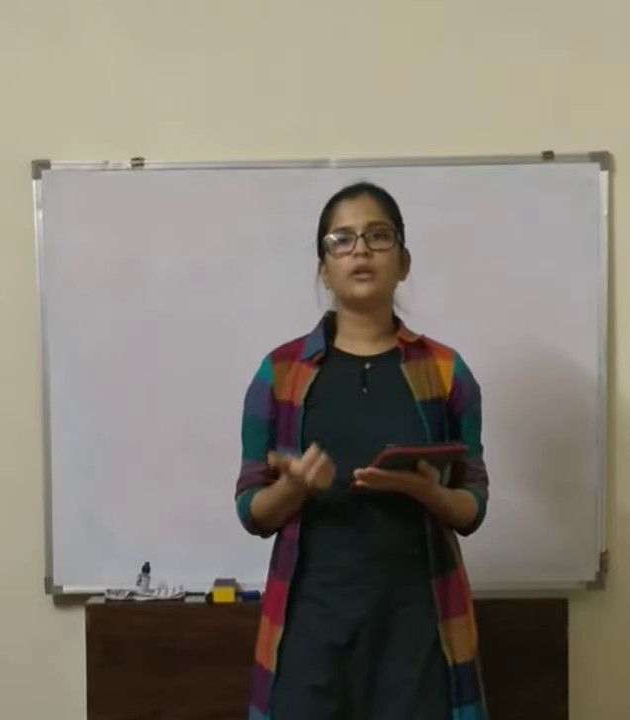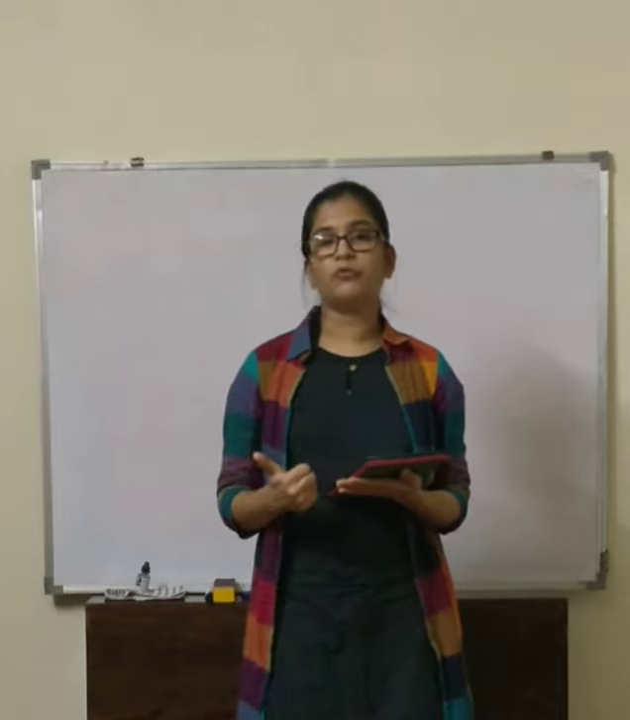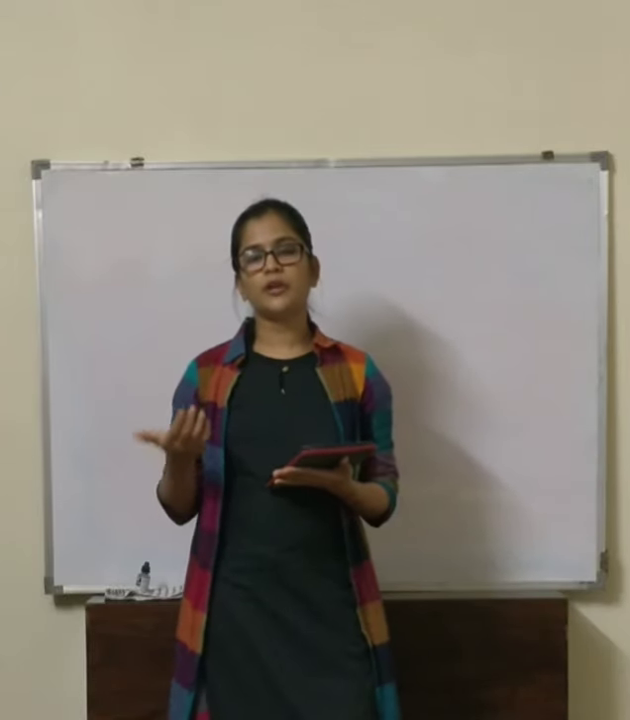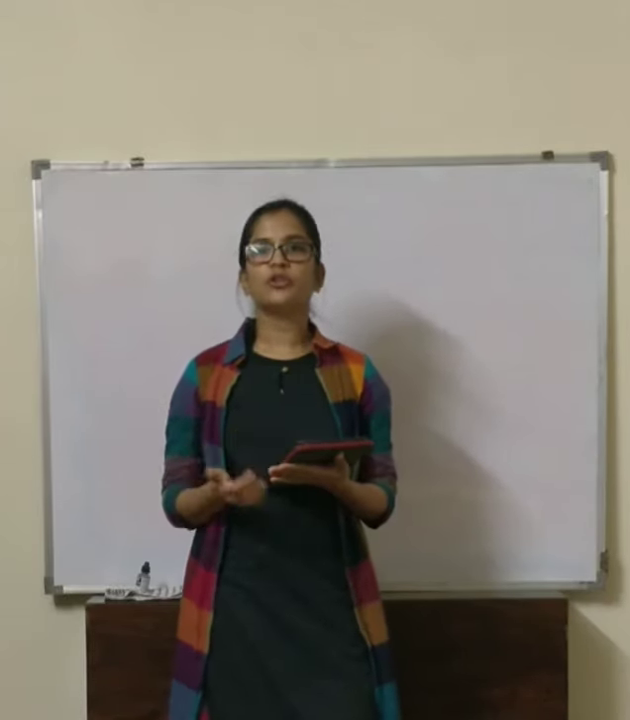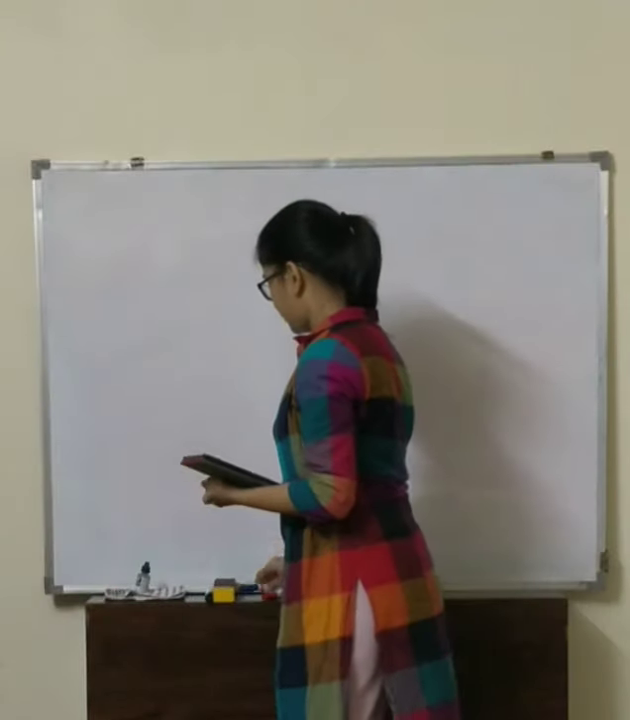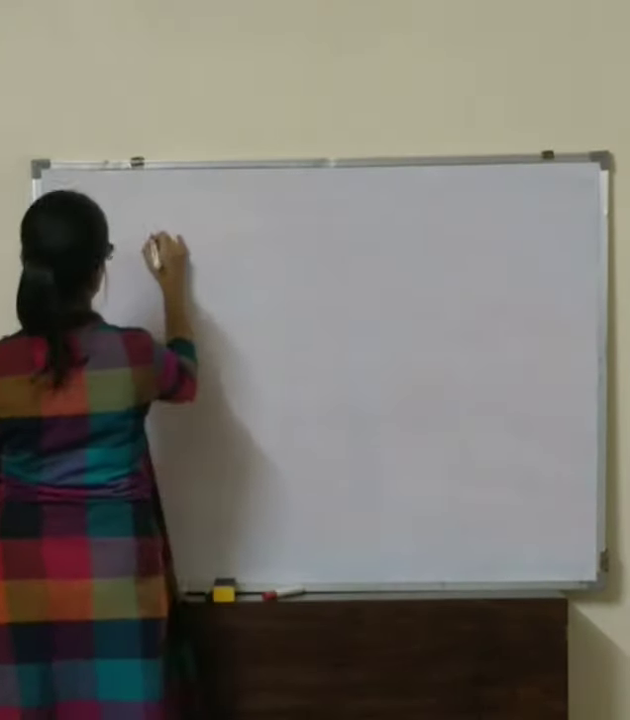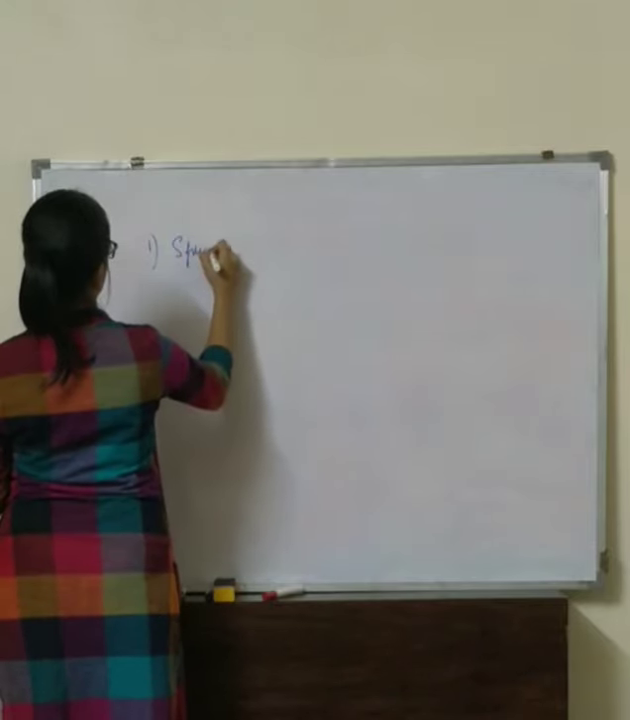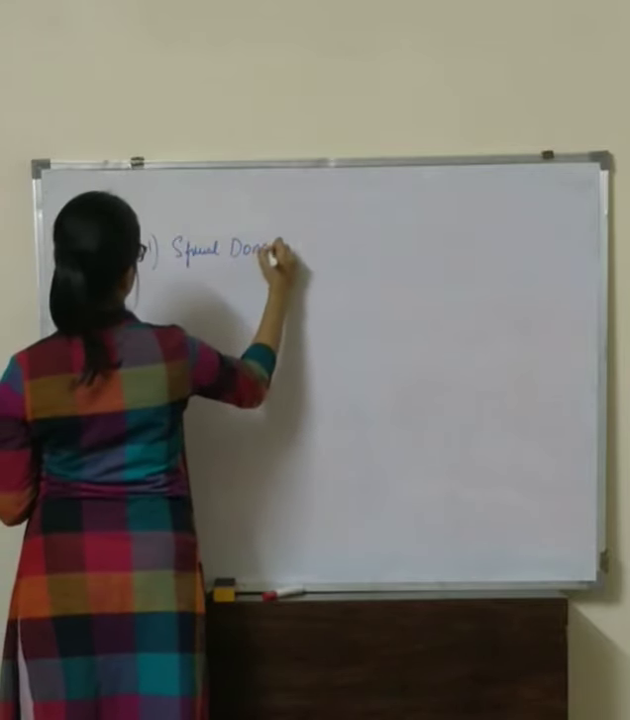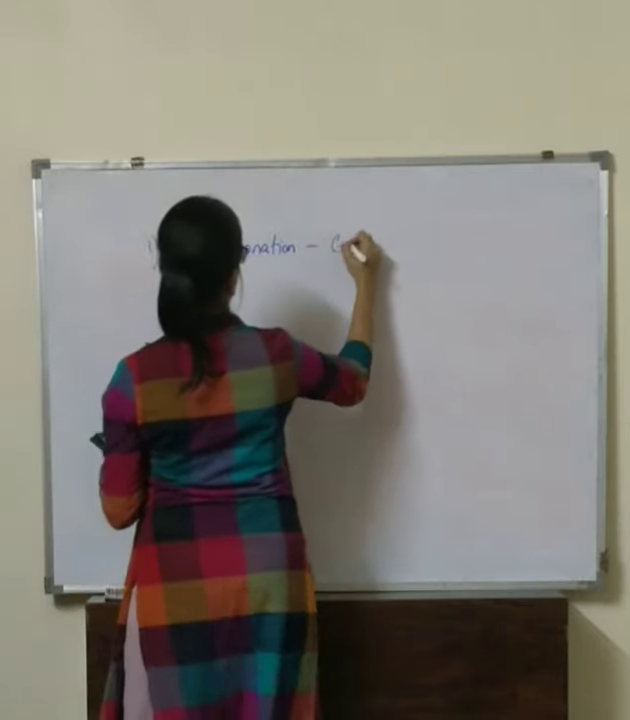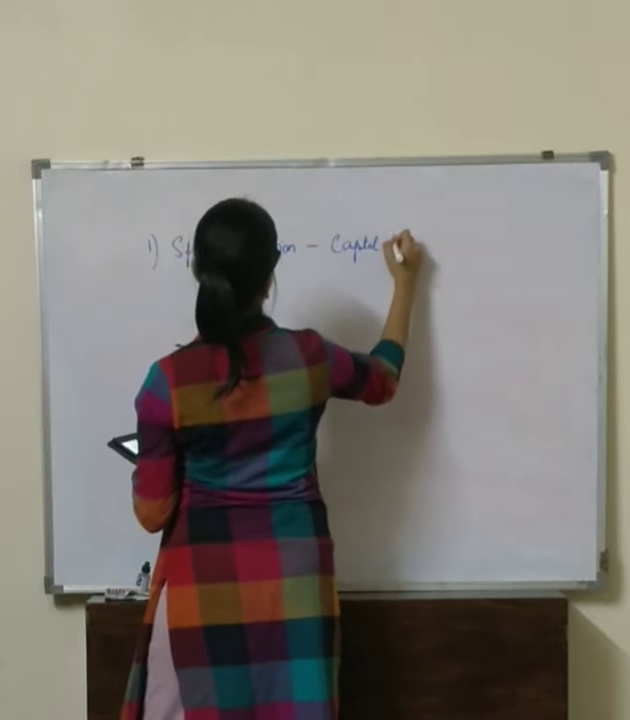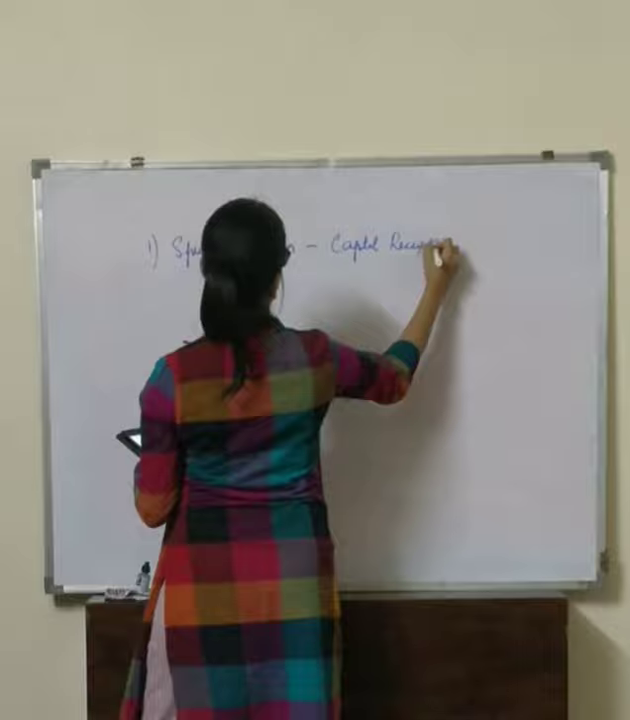So special donation, firstly you need to know whether it will be a capital or a revenue item. It is a capital item. Will it be a receipt or an expense? We are receiving the donation, so it will be a capital receipt. So hyphen, capital receipt. This is the way you would be writing it in your notebook. Special donation hyphen capital receipts.